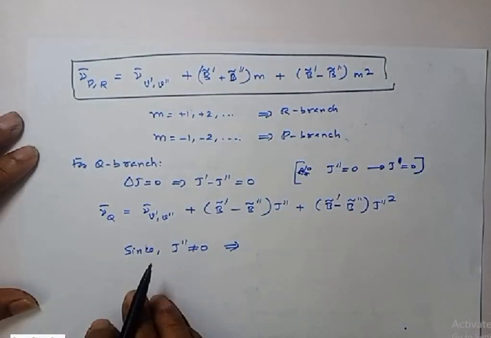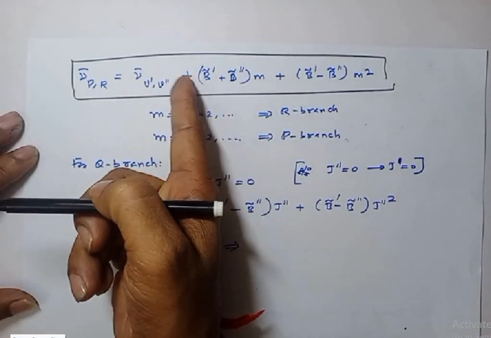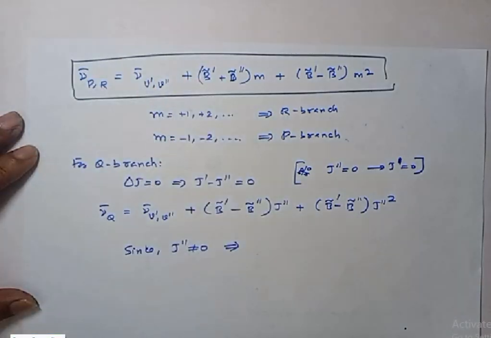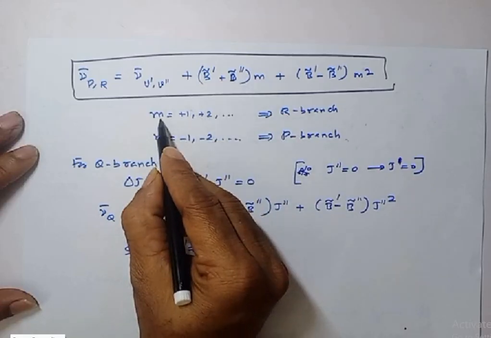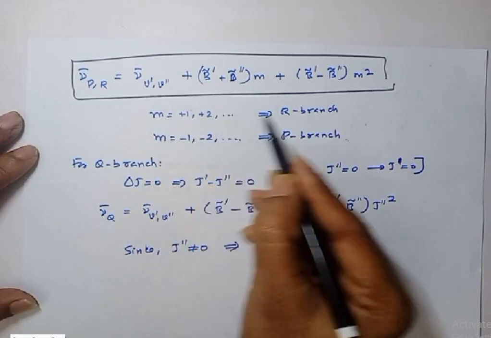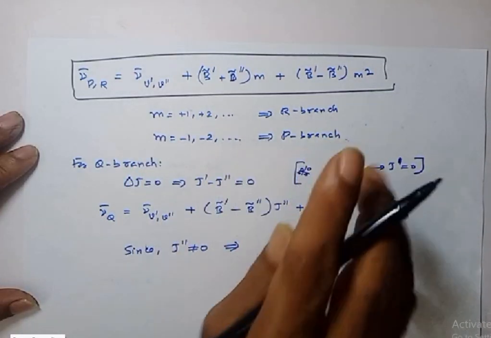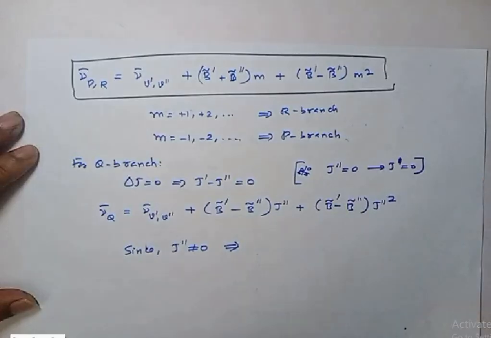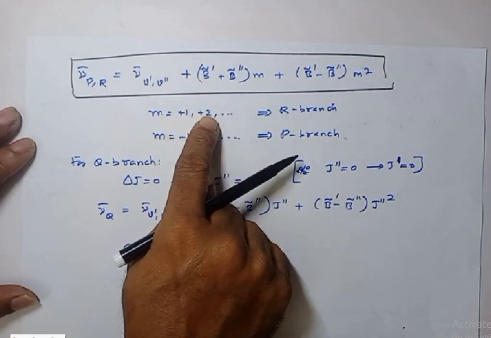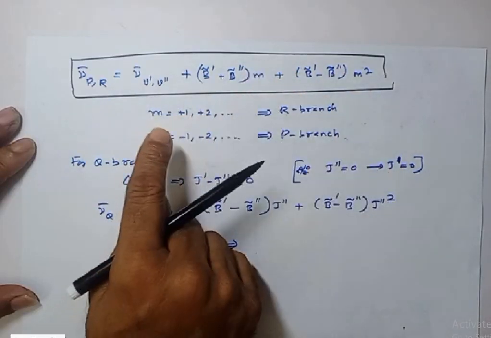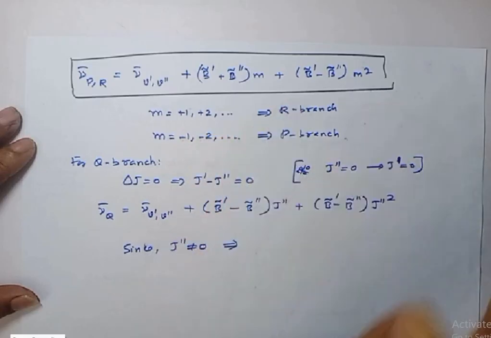Observe carefully. But you know very well, for the R branch we should get plus here, and for the P branch we should get minus here. But what about the values of m? If m values are positive, it corresponds to the R branch line. If m values are negative, it corresponds to the P branch line. That's all. Very simple. And what are the allowed values of m? Plus 1, plus 2, plus 3. m cannot be 0. For the P branch, the allowed values of m are minus 1, minus 2, minus 3, etc.